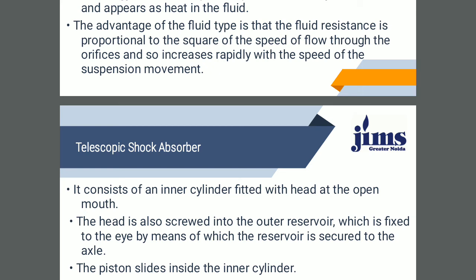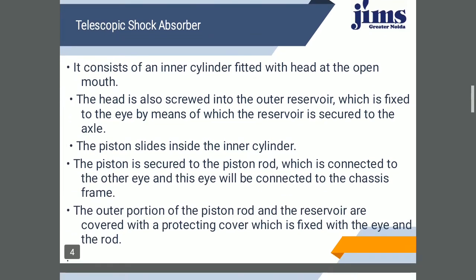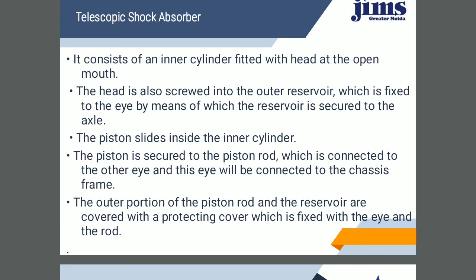You see, as your suspension system moves, the relative motion between the sprung and unsprung masses forces the piston and rod assembly to move telescopically relative to the rest of the unit, which is the shock absorber. Actually, the telescopic shock absorber consists of an inner cylinder fitted with the head at the open mouth. The head is also screwed into the outer reservoir, which is fixed to the eye by means of which the reservoir is secured to the axle.